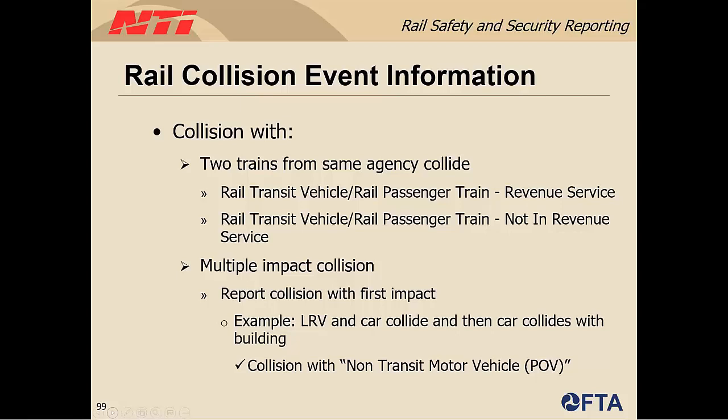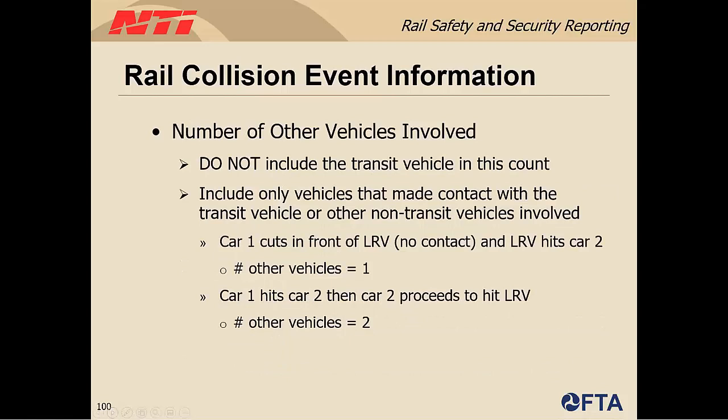In a multiple impact collision scenario, the collision with is the first thing or vehicle that you collided with. For example, if a train collides with a car and then the car goes on and hits a building, then the collision with would be non-transit motor vehicle. And then you would include the damages the building may have incurred, and include the fact that the building was involved in your event description.